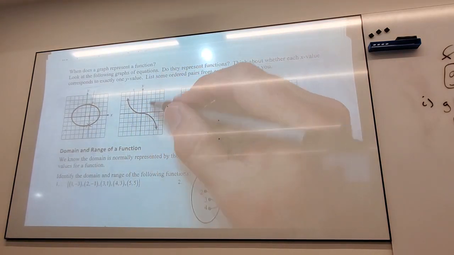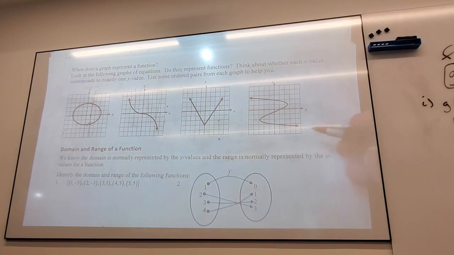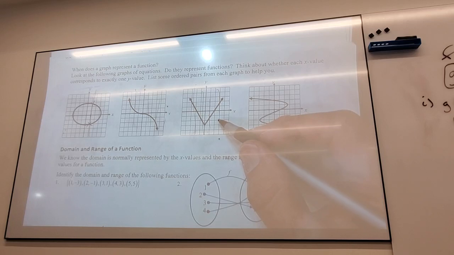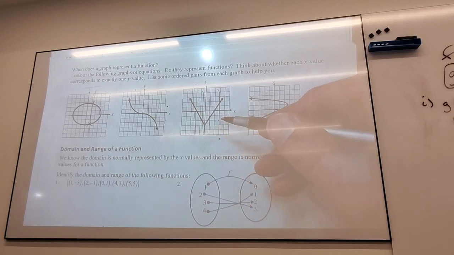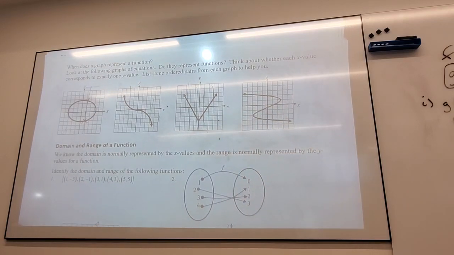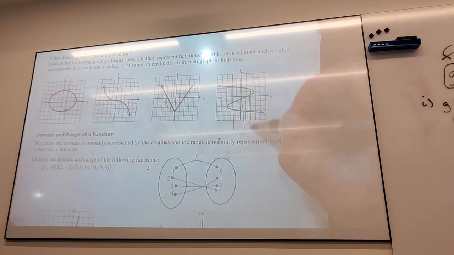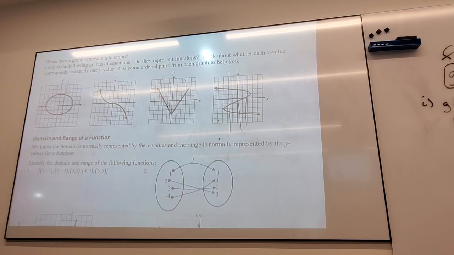This guy's good because he passes. There's no vertical lines that go through more than once. Is this one good? Yes. Totally. Anybody know what this is the graph of? Absolute value. Yeah, we'll learn that more later. This guy, of course, no. He's really cool looking, but he's not a function.